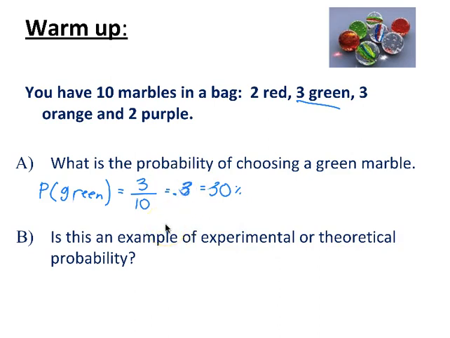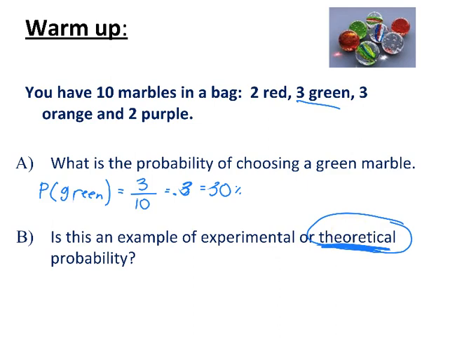All right, and then is that an example of experimental or theoretical? Well, remember, experimental is based on a number of trials or experiments, and there's none of that. We didn't collect any data here. We didn't choose a marble, write it down, choose another one, write it down. So this is purely based on what we expect to happen. So this is an example of theoretical probability.